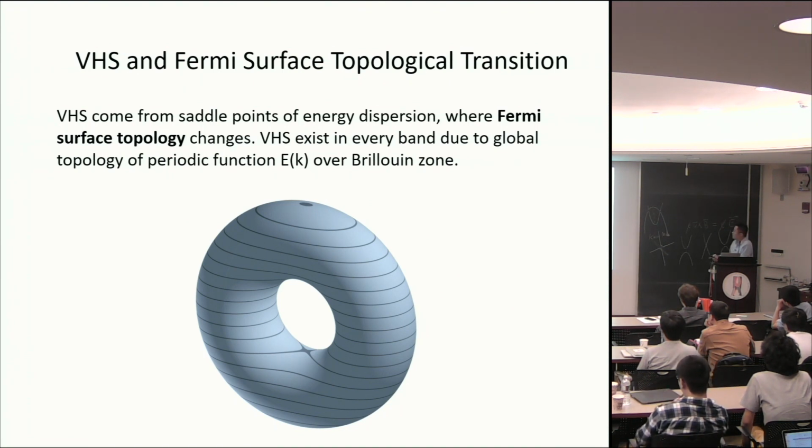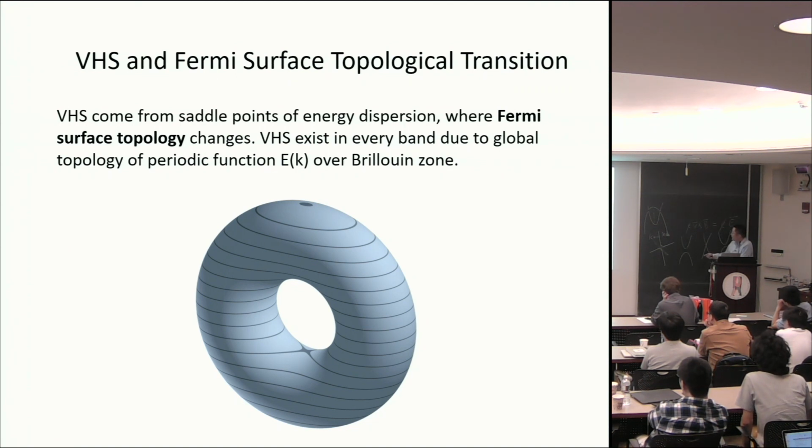We know that the momentum k has to live in a Brillouin zone, which is topologically a torus. If we plot energy as a function of k, here energy is the vertical axis. At every energy, we can draw constant energy contours in the Brillouin zone, which is represented by this torus. As you start from the bottom of the band, you get Fermi contours which are contractible to a point. Near the top of the band, you get contours which are also contractible to a point.